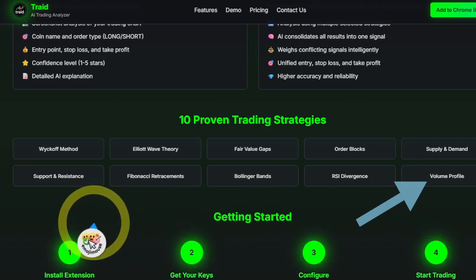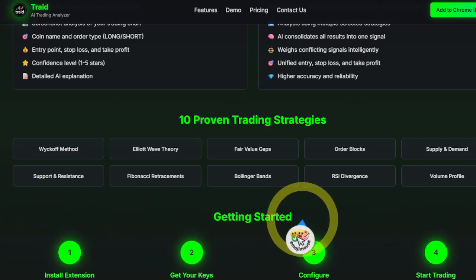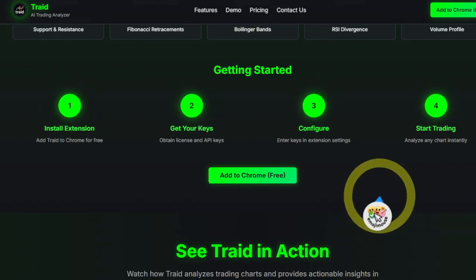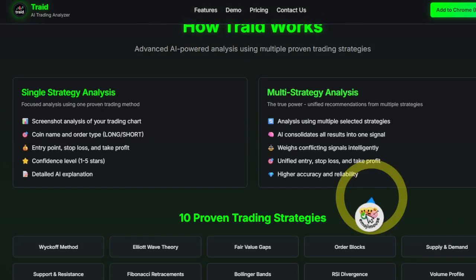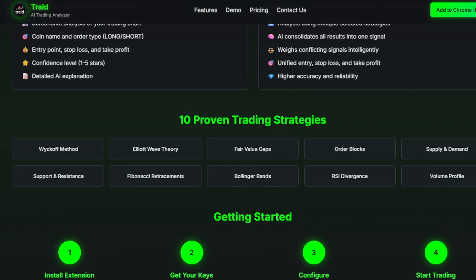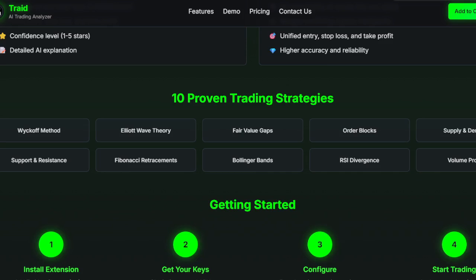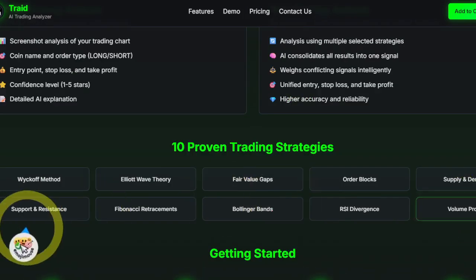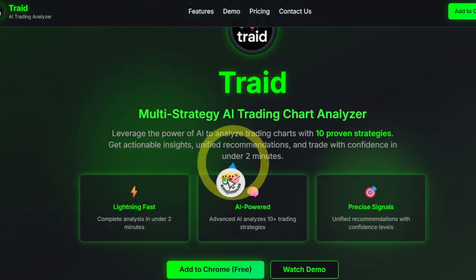Wow, that's a broad toolkit. What's the real benefit of having all of those integrated? It gives you a much more holistic view of the market context. You're getting insights from market structure, momentum, price action imbalances, volume, areas that often require, frankly, years of dedicated study for each one. Trade basically bundles that expertise and applies it consistently and quickly.